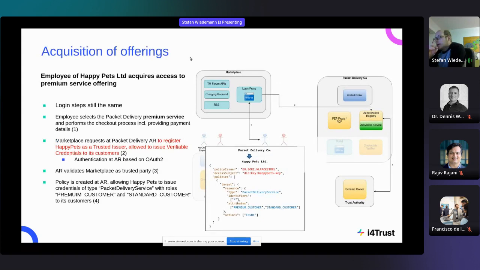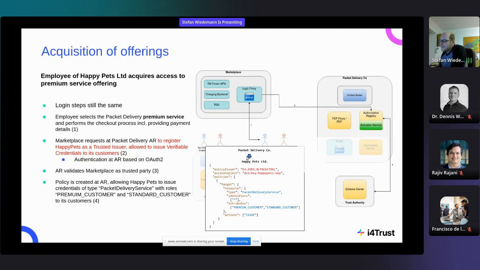On acquisition of an offering, we then actually have the interaction between the marketplace and the packet delivery company. The login steps are still the same as Dennis showed. The employee of Happy Pets then can select our packet delivery premium service and will perform the checkout process, including providing the payment details and doing all the payment stuff. After this happened, the marketplace will request the authorization registry, also again through the activation service of packet delivery, to register a policy that will register Happy Pets as a trusted issuer that is allowed to issue verifiable credentials with the certain roles to its customers.